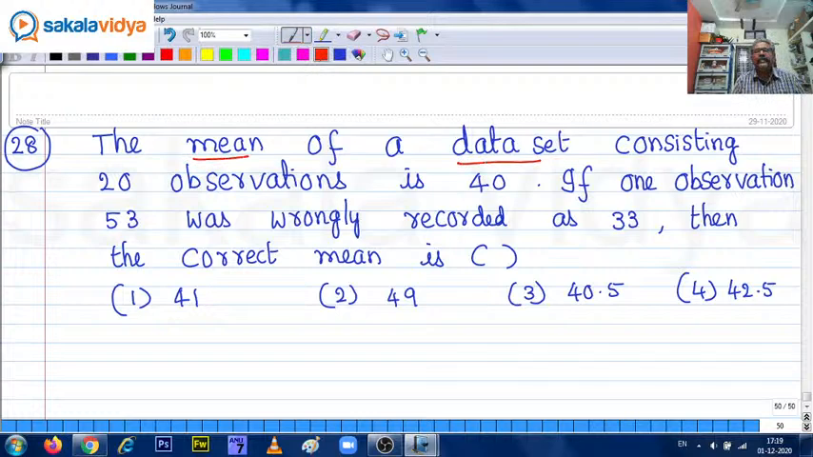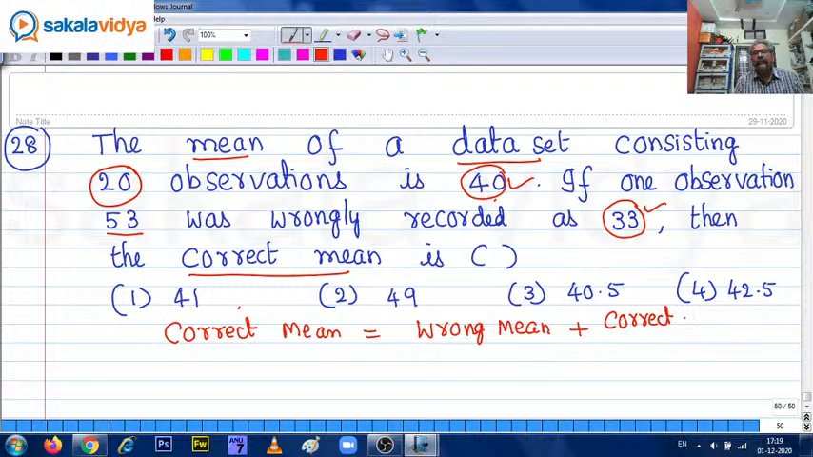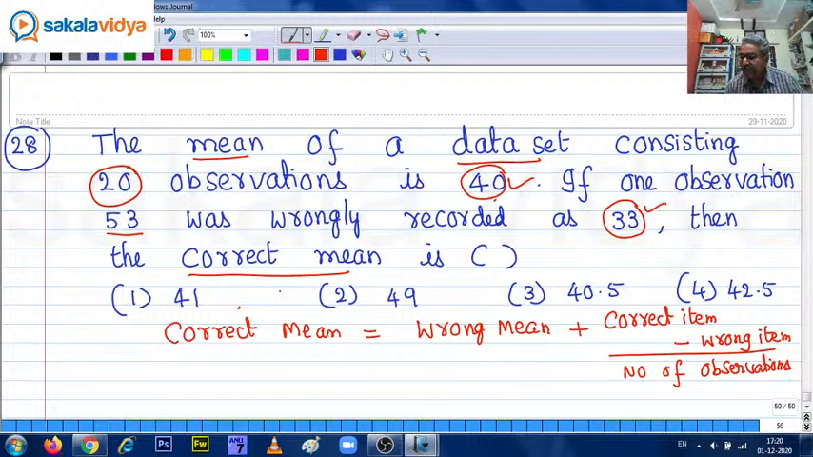So the mean of the data set of 20 observations is 40. But one observation, 53, was wrongly recorded. Actually, instead of 53, 33 was recorded. It's the wrong value. Then the correct mean we need to find out. Here I will give the shortcut. Correct mean equals wrong mean, because 40 is the wrong mean, plus correct item or observation minus wrongly taken item, upon number of observations. Substitute, you will get the answer.